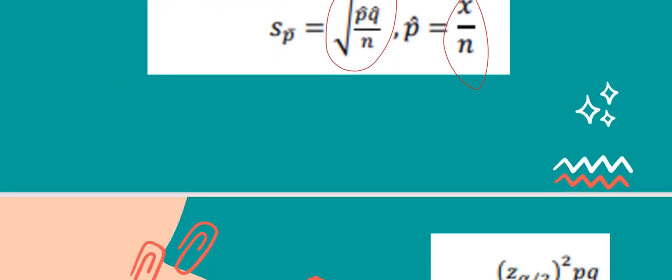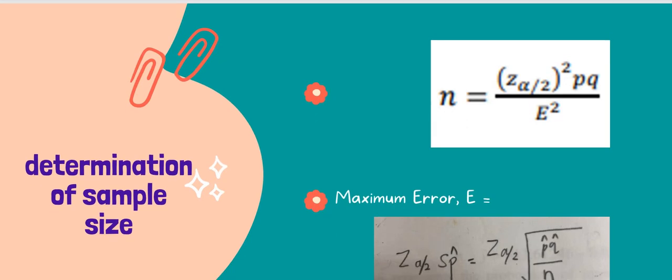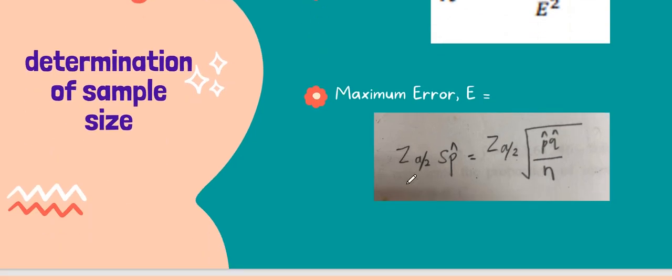Alright, then the last one, if I'm not mistaken, is determination of sample size. There is only one formula, because earlier we had two since we had sigma and also S, but for this one we have no S and no sigma. It just focuses on P and Q. So the N will be equal to this formula: Z alpha over 2 to the power 2, times PQ, divided by E to the power 2. E is your error. How to find the error? This is the equation for error from earlier.